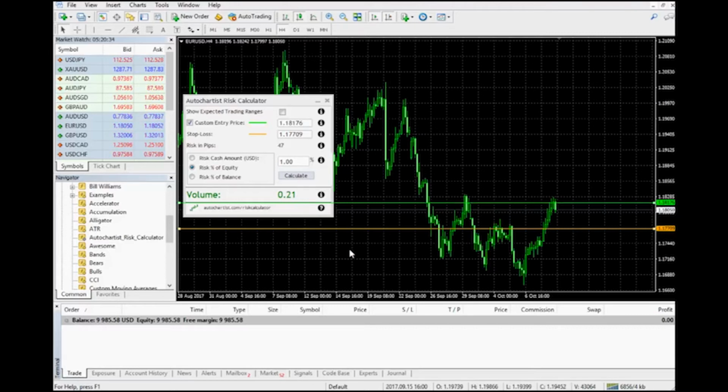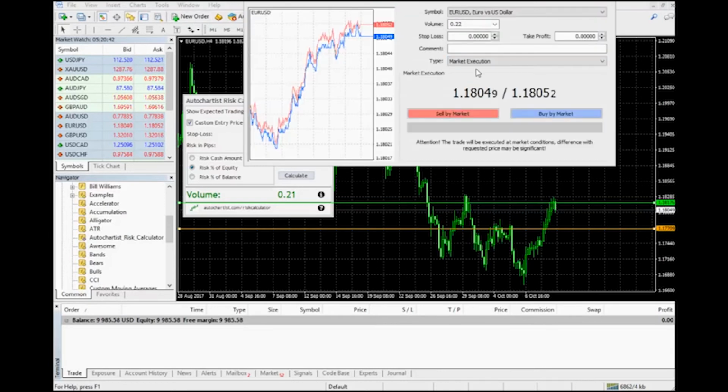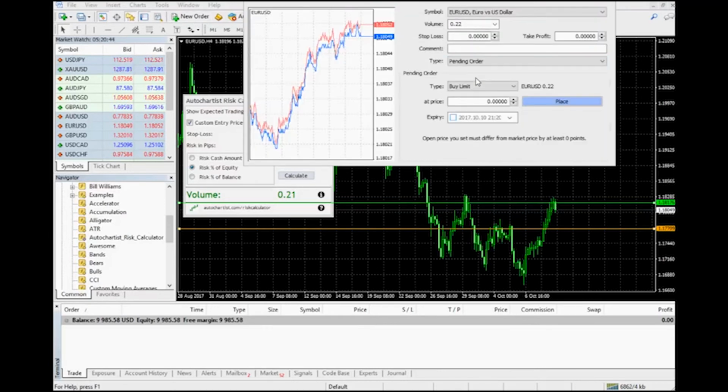In this example, we see that if we plan to place a buy stop position on euro dollar and we want to risk 1% of our capital, then we need to set our volume as specified in the risk control panel, like this.